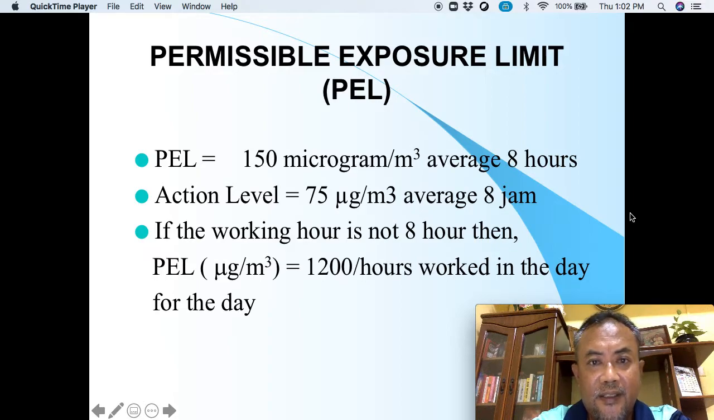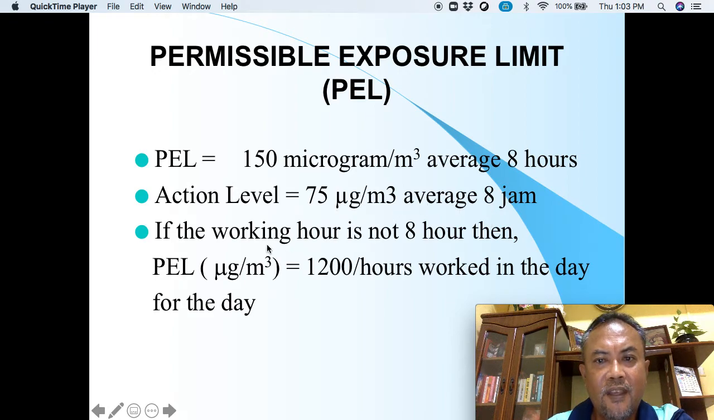Permissible exposure limit is 150 microgram per cubic meter, average 8 hours. So when people work office hours, 8 hours, the average airborne concentration at the workplace should be not more than 150 microgram. And action level is 75 microgram per cubic meter, average 8 hours. So at action level, they have to comply with the methods of compliance. What they need to do, for example, is use PPE and do housekeeping. This is action level. You see, the content is below the 150, which is 75 microgram per cubic meter.